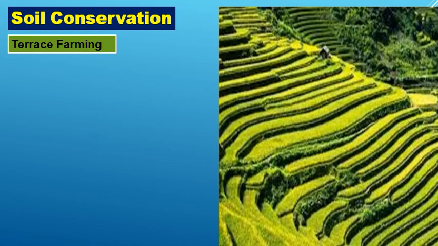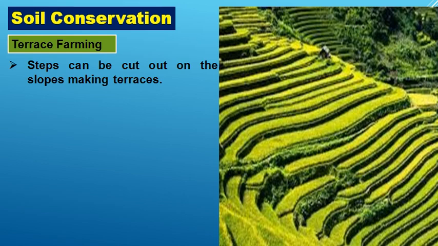Then the next one is terrace farming. Now this is very popular and it is done on the mountain slopes, and mainly it is utilized for cultivation of rice. Steps can be cut out in the slopes to make terraces. Terrace cultivation restricts soil erosion because on the border there is bunding, and these bunds prevent the water from flowing down. It will store the water in that area, and that is what is good for the cultivation of rice.